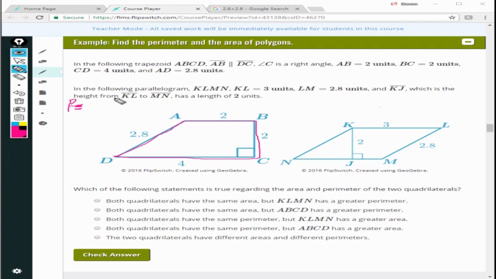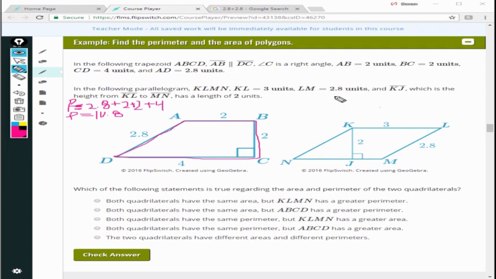So here we go, 2.8 plus 2 plus 2 plus 4. So 2.8 plus 2 is going to give us 4.8, plus another 2 is 6.8, plus 4 is going to equal 10.8. So the perimeter is 10.8 for the trapezoid. And this is called a right trapezoid because of the right angle.